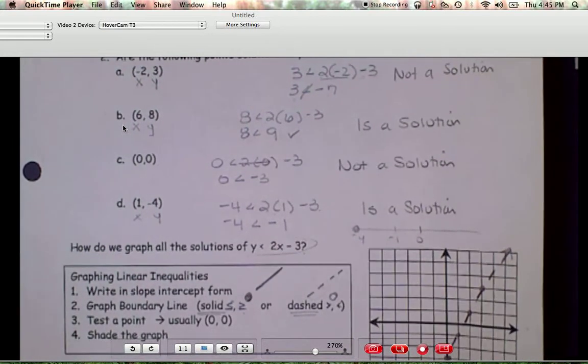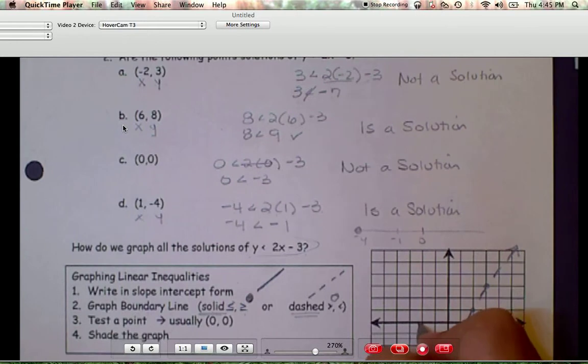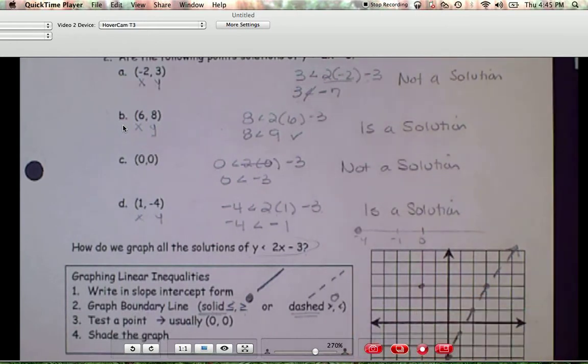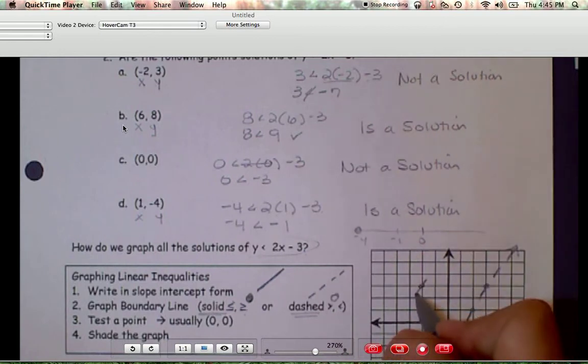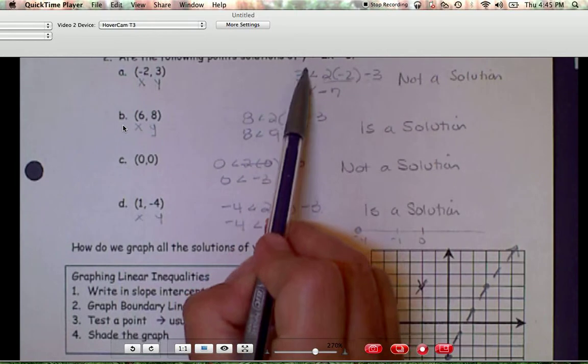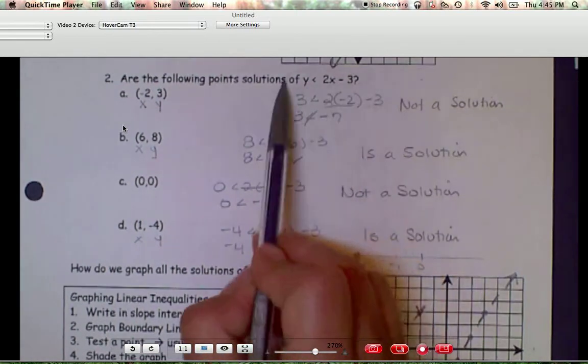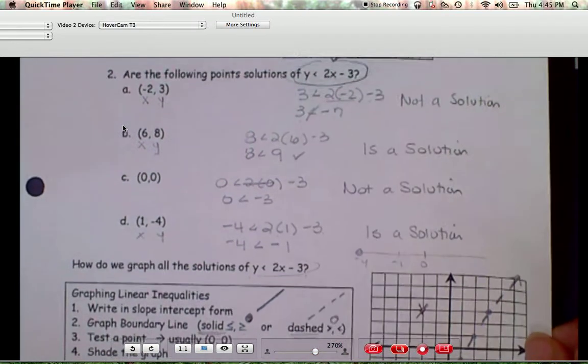We want to plot these points. Now -2, 3 is here. And that was not a solution. So I'm going to put an X through it because that one did not work. See how this inequality that we used in step 2 was exactly the same one? So let's see how these points lay out on this graph.